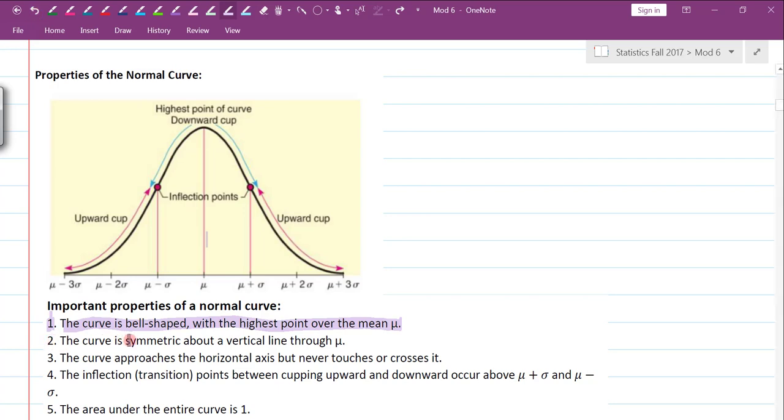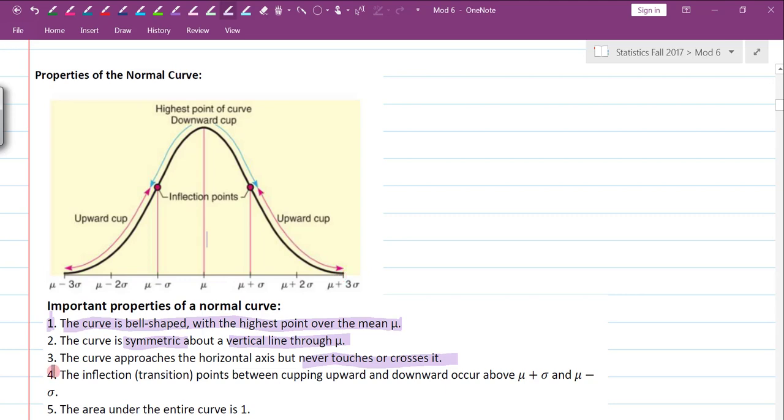Number 2, the curve is symmetrical about the vertical line going through mu. Symmetrical. What happens on one side is a mirror image of what happens on the other side. Number 3, the curve approaches the horizontal axis but never touches it. Visually it looks like it touches, but the reality is it never touches or crosses it. It's okay to draw it where it does physically touch, but you need to know that it gets infinitely close, but it never actually reaches this horizontal axis.